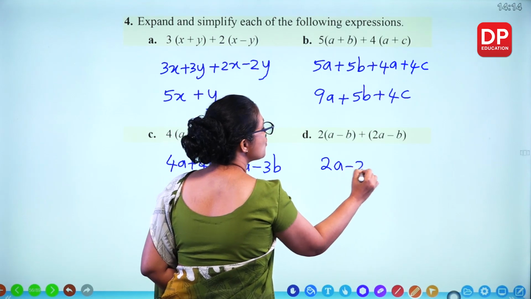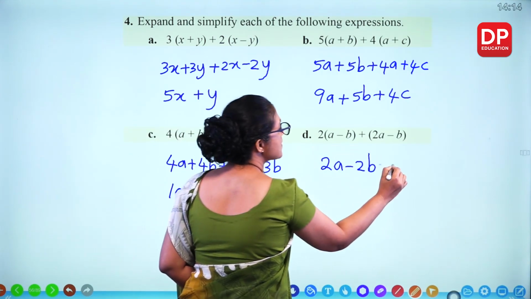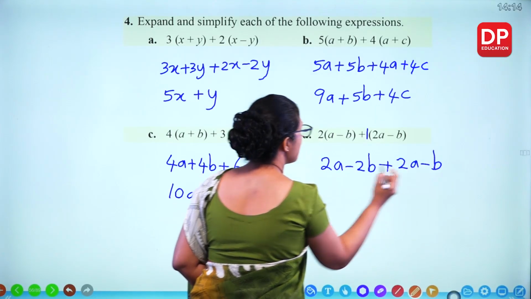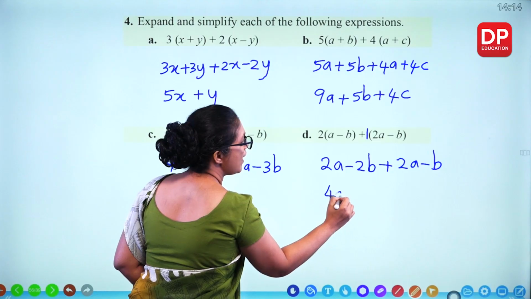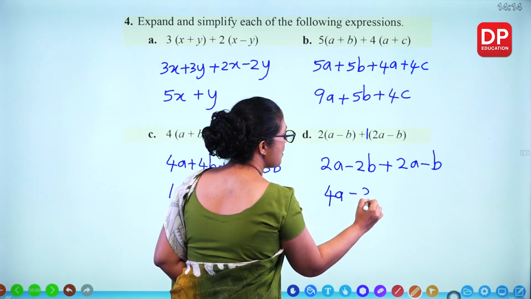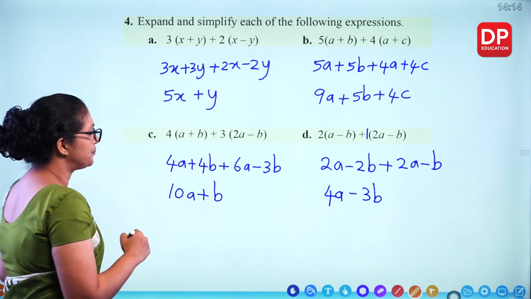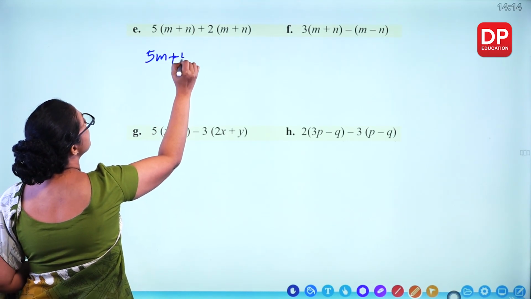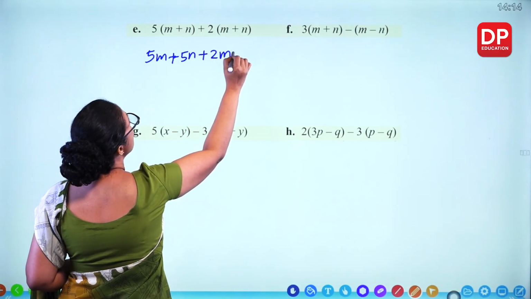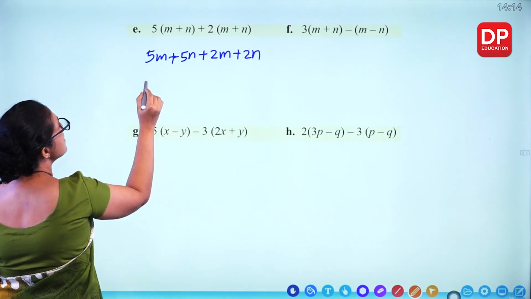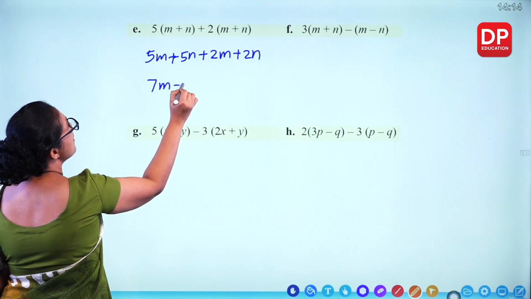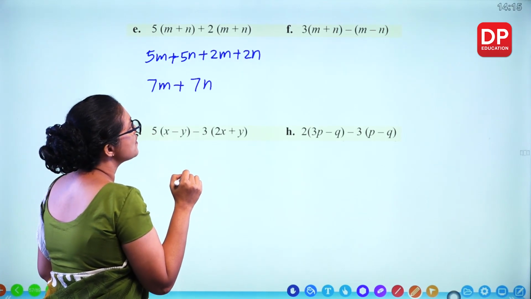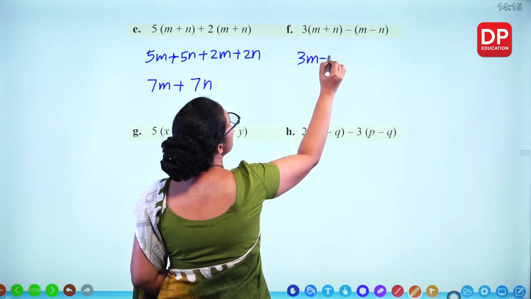2a minus 2b. Plus, here nothing means this is like 1. 2a minus b. 2 and 2, 4a. Minus 2b minus b, minus 3b. This one, 5m plus 5n. Here 2m plus 2n. Add it. 5 plus 2, 7m, and 5 plus 2 here, 7n.